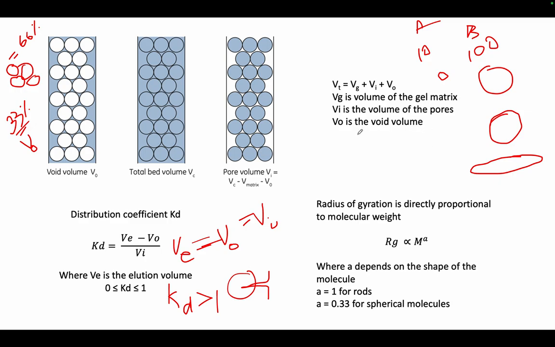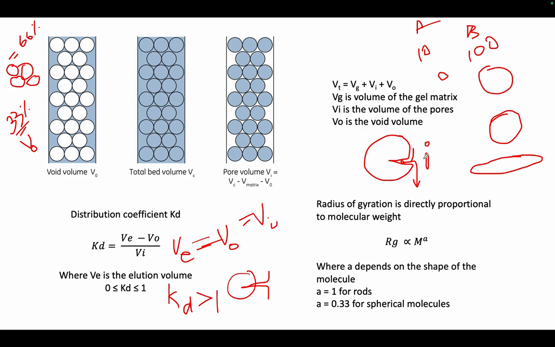So again, let us consider this one bead from a stationary phase, and this is the pore. And I have two molecules. One is this sphere, one is this rod. Now this sphere can easily go inside, so it can go like this and come out.